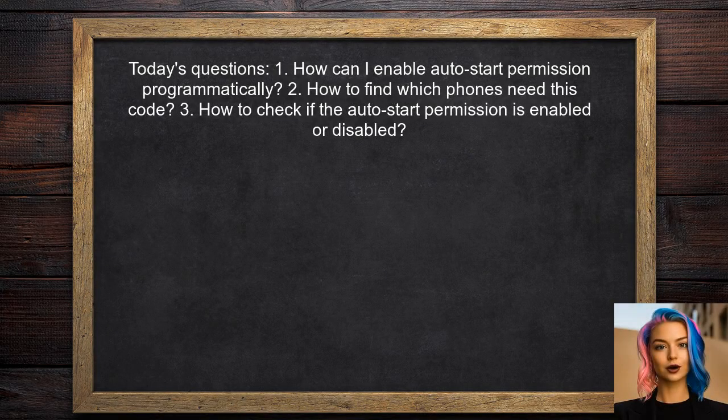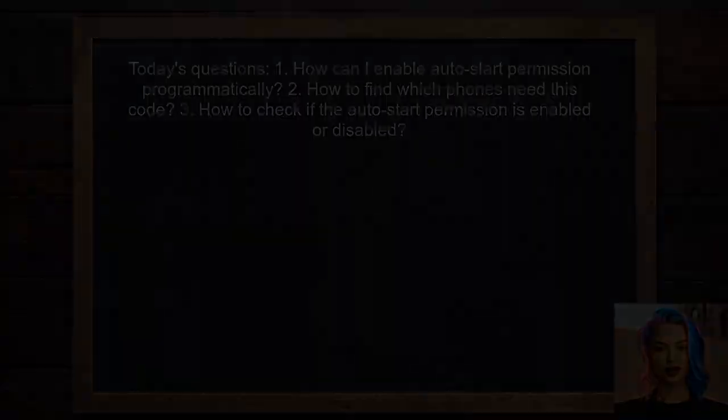Here's the specific question we're addressing today. How can I enable auto start permission programmatically? Additionally, how can I check which phones require this code? And how do I verify if the permission is enabled or disabled? Let's dive into these questions.